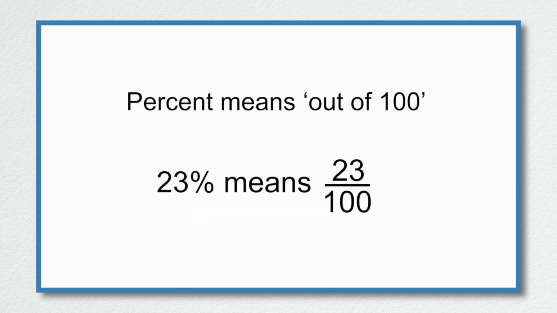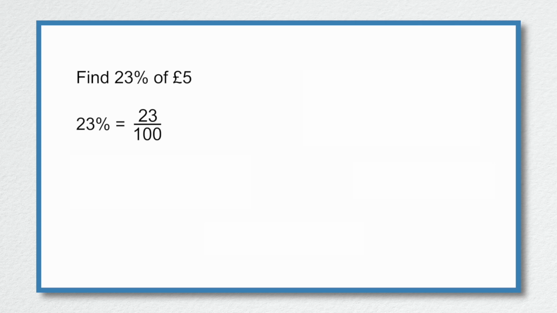The key thing with percentages is that remember that percent means out of 100. So 23% means 23 out of 100. And so we can treat this as a fractions problem. So if we were trying to find 23% of £5, if we were using a calculator, we could type in 5 divided by 100 multiplied by 23, and we end up with 1.15. Remember that we started with £5 and we found 23% of it, so 1.15 is actually £1.15.